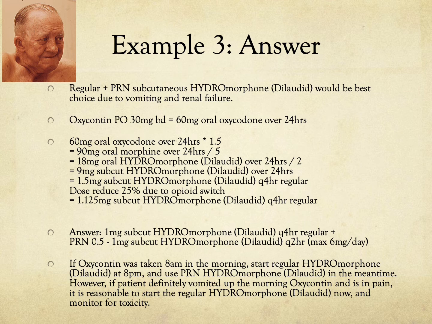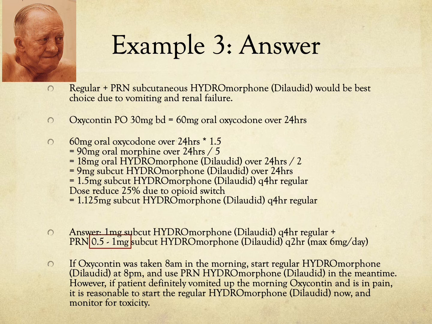If the OxyContin was taken at 8 a.m. in the morning, start regular hydromorphone at 8 p.m. and use PRN hydromorphone in the meantime. However, if the patient definitely vomited up the morning OxyContin and is in pain, it is reasonable to start the regular hydromorphone now and monitor for toxicity.